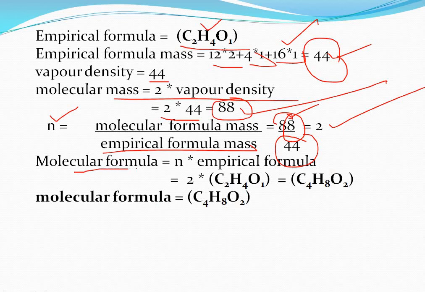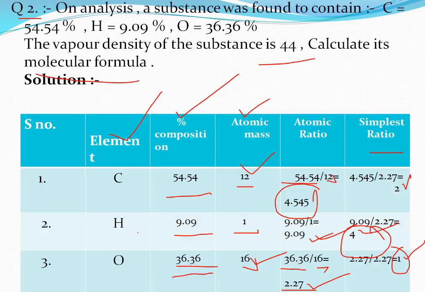So the molecular formula of the compound is n into the empirical formula, that is the formula for calculation, and 2 into the empirical formula C2H4O1 comes out to be C4H8O2. So the molecular formula of the compound is C4H8O2.